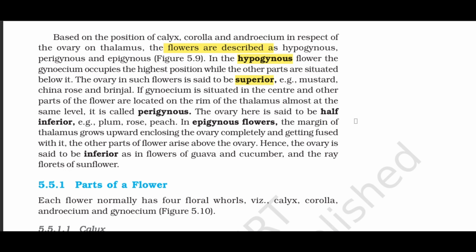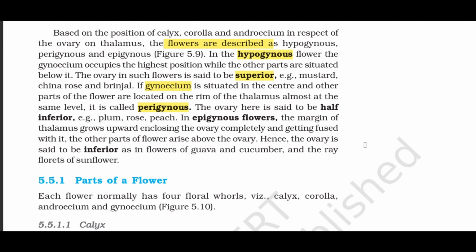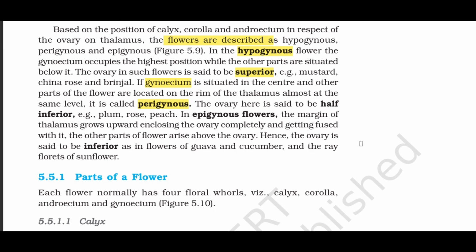If gynoecium is situated in the center and other parts of the flower are located on the rim of the thalamus almost at the same level, it is called perigynous. The ovary here is said to be half inferior, example plum, rose, peach. In epigynous flowers, the margin of thalamus grows upward enclosing the ovary completely and getting fused with it. The other parts of flower arise above the ovary. Hence, the ovary is said to be inferior as in flowers of guava and cucumber, and the ray florets of sunflower.